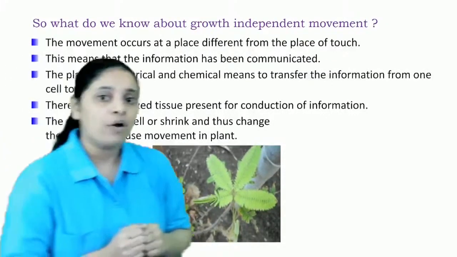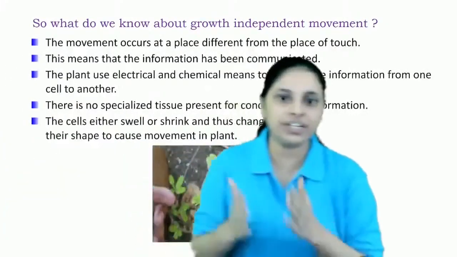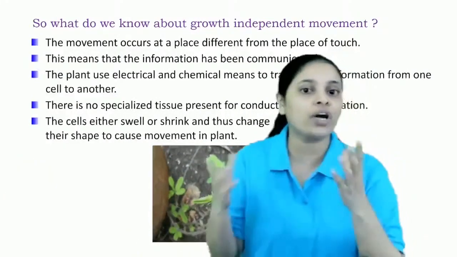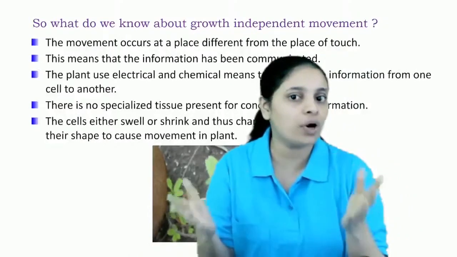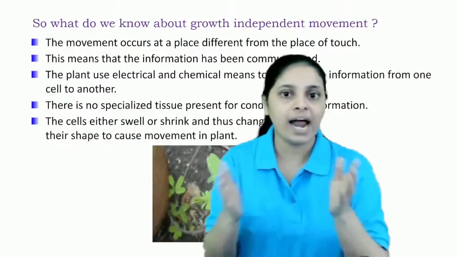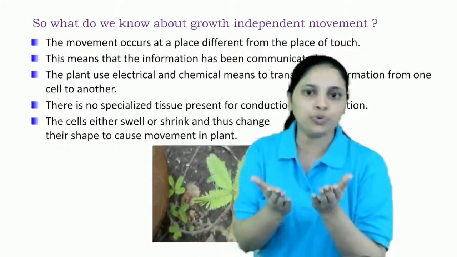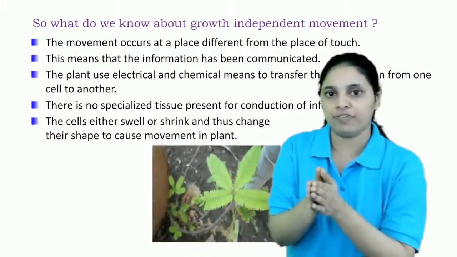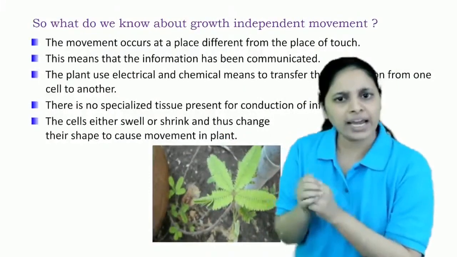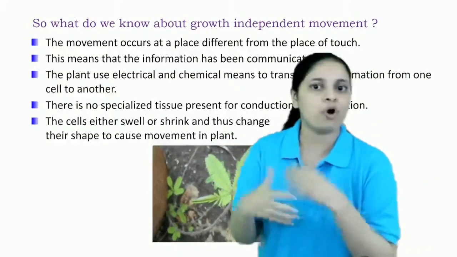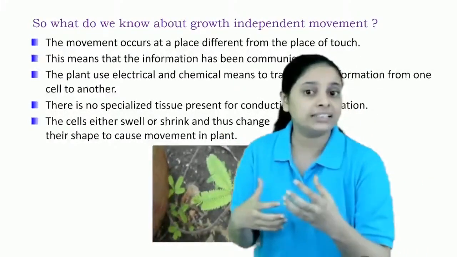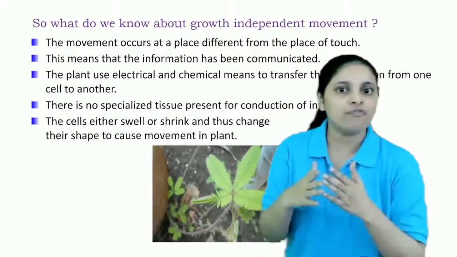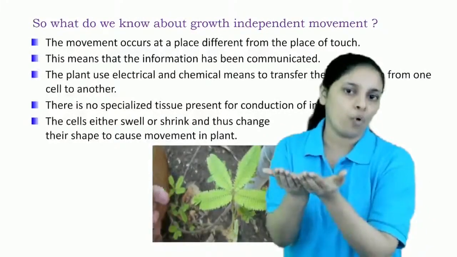So what main change occurs here is the cells of the leaf lose water, and as they lose water, the cells shrink, and this leads to change in the shape of the cells of leaf. This will lead to closing of the leaflets of the leaf. Again, after some time, when there are some hormonal changes, the cells again gain water and they become turgid, full of water, and the leaf opens up.